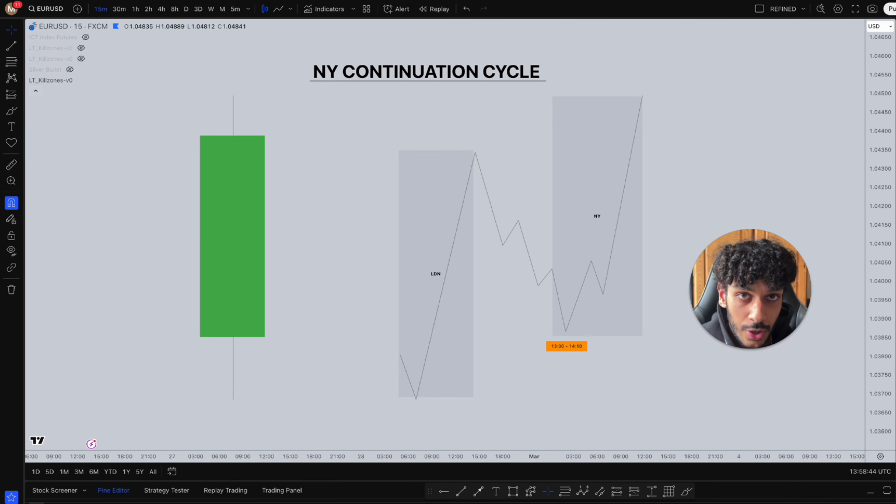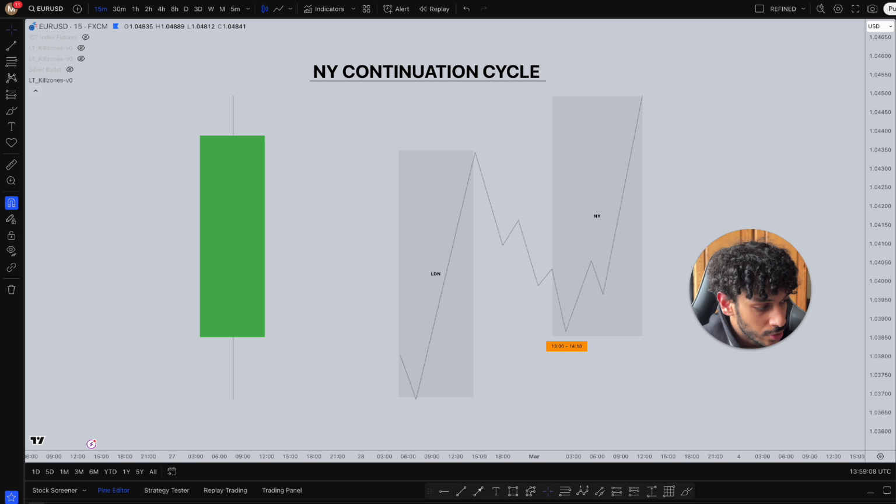So in today's video, I'm going to show you how I caught a 2R trade using the NY continuation cycle. Now, this video specifically is for you guys who are decent at daily buyers. You don't have to be crazy at daily buyers, but have a decent ability to read daily buyers, but you're lacking that sort of intraday slash lower time frame structure.